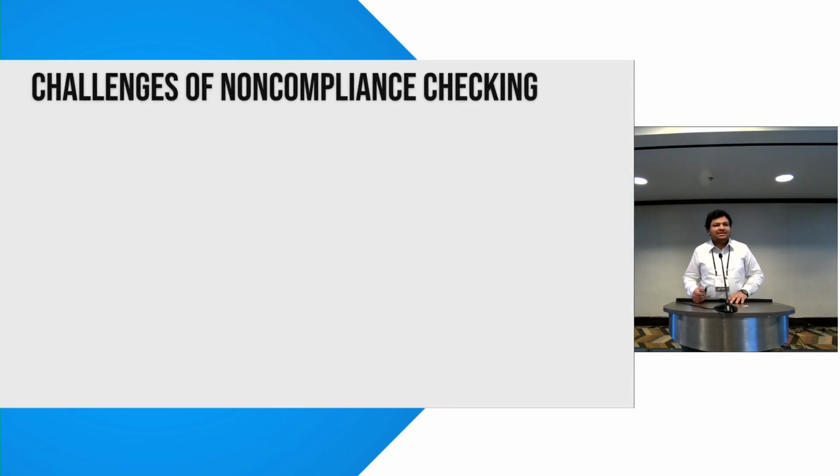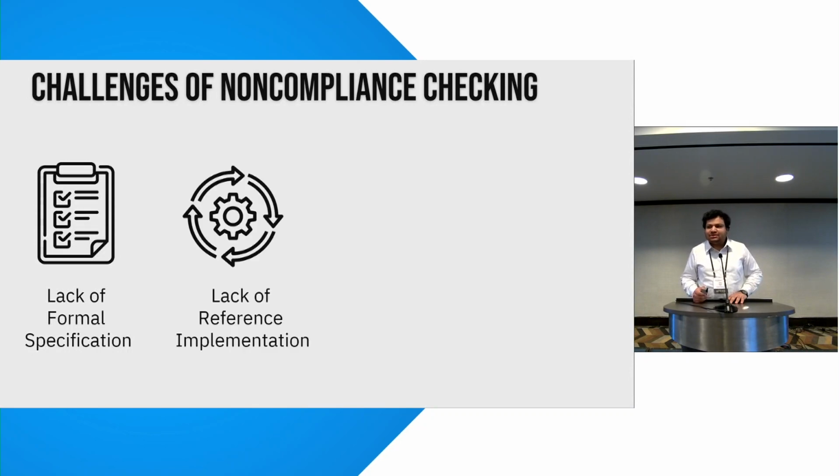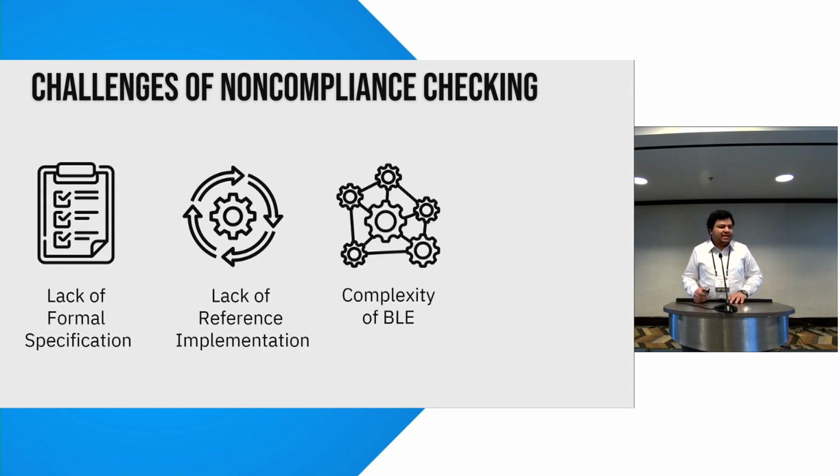So what are the challenges of designing such an automated non-compliance checker? The first one is Bluetooth doesn't have any formal specification. So it's not possible to directly check non-compliance from an implementation point of view. Second, there is no formal implementation that developers can use and follow. Third, BLE is a really complex protocol with thousands of pages of spec, different layers, different association methods. So it creates scalability challenges while designing such a framework.